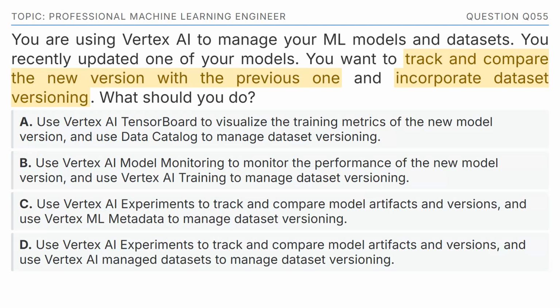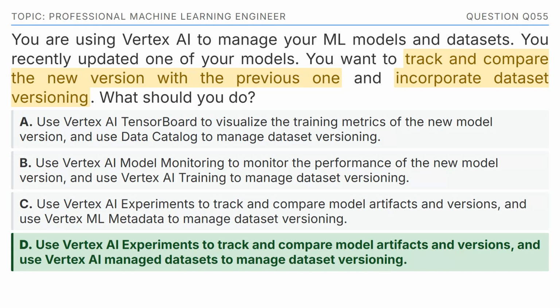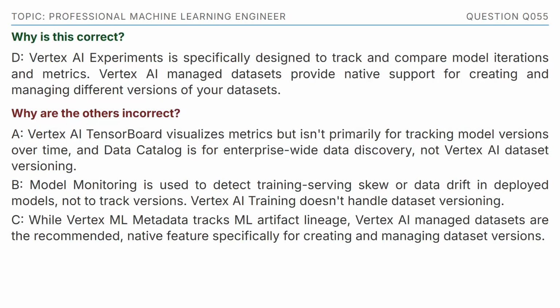To arrive at the correct answer, we focus on the keywords: track and compare the new version with the previous one, incorporate dataset versioning. The correct answer is option D. Use Vertex AI experiments to track and compare model artifacts and versions, and use Vertex AI managed datasets to manage dataset versioning. Why is this correct?